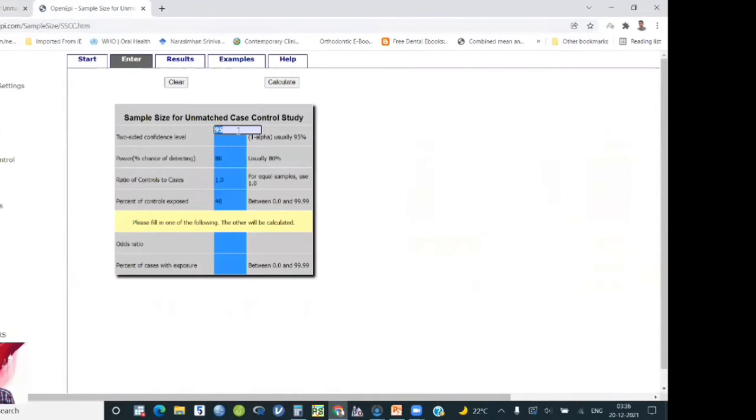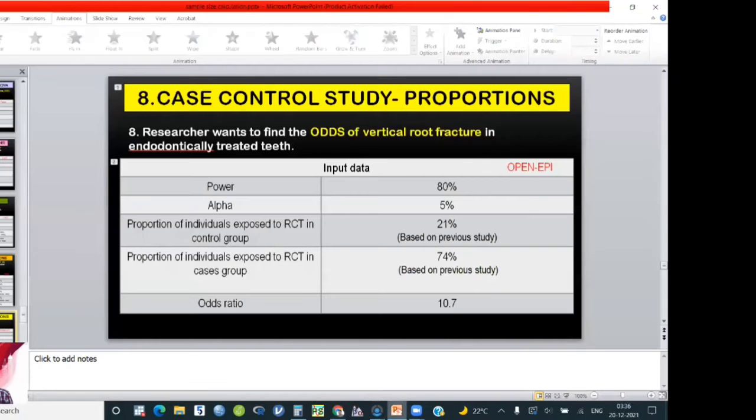I'm going to enter the result. 95% is the confidence level. It is alpha. Alpha is 5%, 80% power. Case to control ratio, let us keep as 1. As long as there is no problem in selecting cases, we can keep it as 1. Okay. And what is the percent of controls exposed? It is, I think, 21%. And percent with exposure is 74. Am I right? 21 and 74.